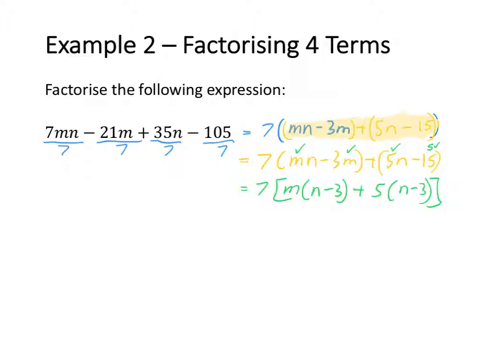Now you'll notice at this step that I have got a common factor of n minus 3 and n minus 3. So in my final step in factorised form, my first set of brackets is going to be n minus 3. And then in my second set, I'm going to write what is left, which from my first pair is m, and then from my second pair plus 5. And then still carry the 7 on the outside. So the factorised form is going to be 7(n minus 3)(m plus 5).